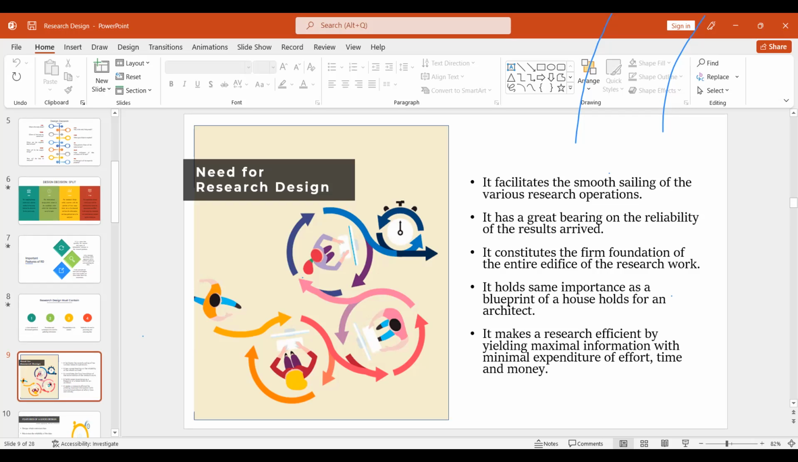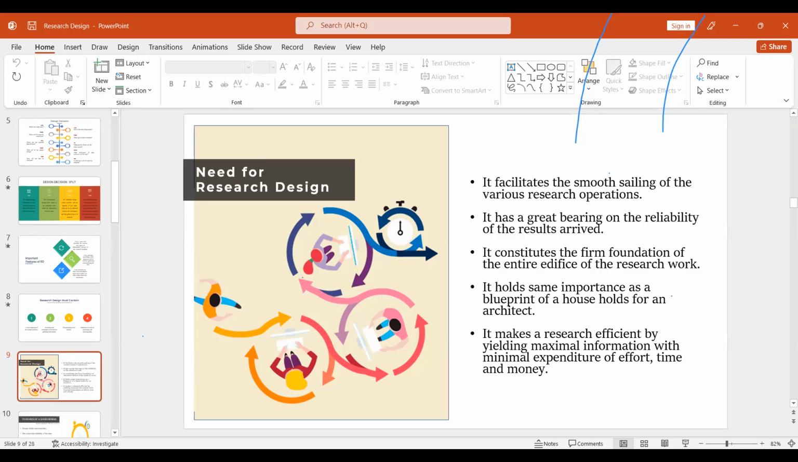So research design has a great bearing on the reliability of the results arrived at, and as such constitutes the firm foundation of this entire edifice of the research work. The next point is that it holds the same importance as a blueprint of a house holds for an architect. Sometimes we conduct researches which do not serve the purpose for which they are undertaken, but rather they may give misleading conclusions.